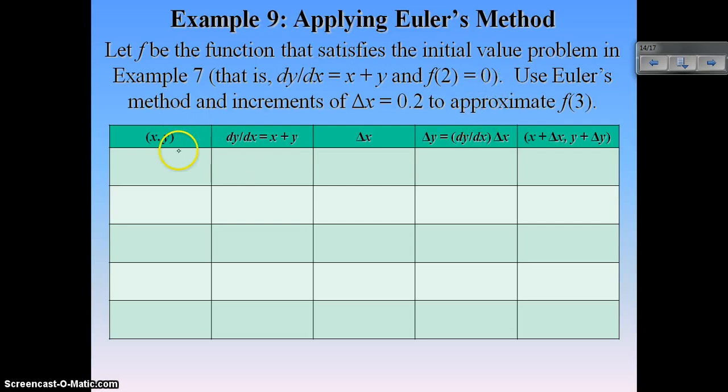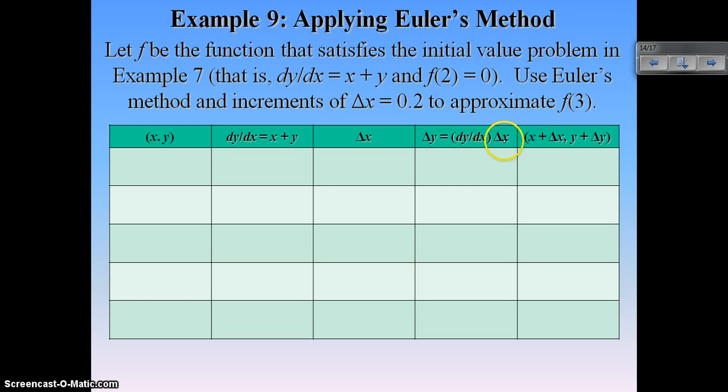We have a table. First column is x, y. Then we find the value of the derivative at (x, y). Then we will figure out what the delta x is, and we'll tell you how that is found in a second. This part right here is a variation of slope. If you divide by this delta x over here, you would have delta y over delta x, which is a slope definition. dy/dx, which is a derivative, is also a slope definition. We've just solved for delta y.